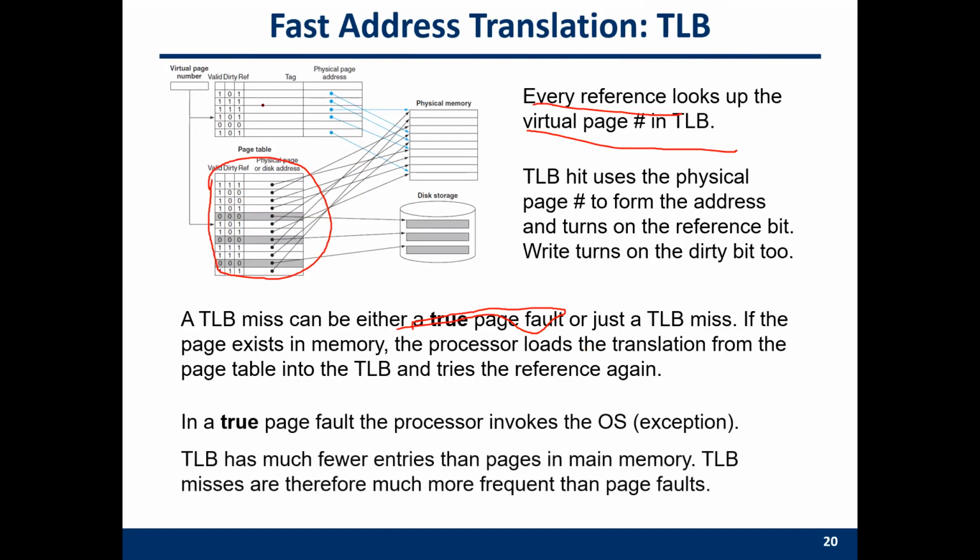If you have a true page fault, then the operating system needs to fetch that page from the disk to the main memory. In that case, it's slow. Otherwise, if you have that page in the physical memory already, but you don't have the translation in the cache, then you just directly fetch the translation to the cache. That part is very fast compared to the true page fault case.